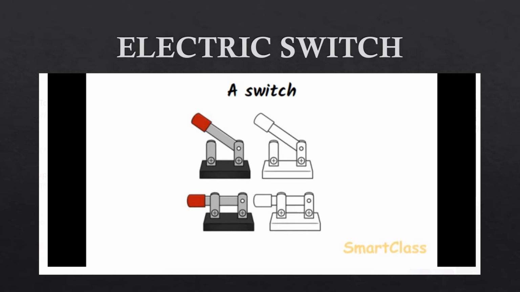When you enter a dark room, as soon as you enter, you will put on the electric fan. For switching on the electric fan, we have to use one device called a switch. As soon as you press the button, the circuit of the fan will continue and the fan will be on. So that button is nothing other than a switch.